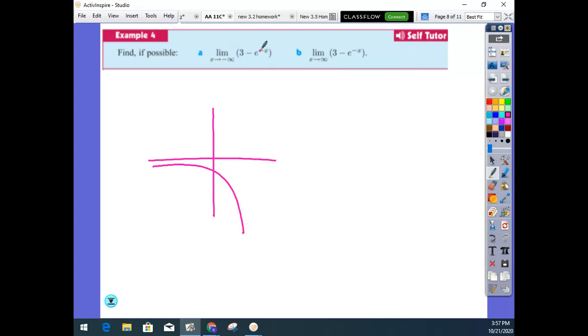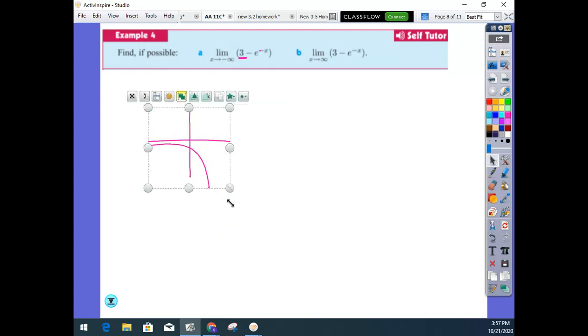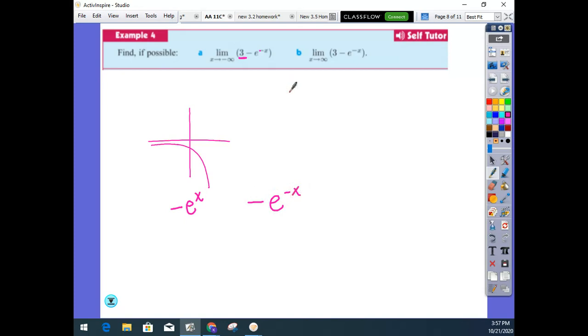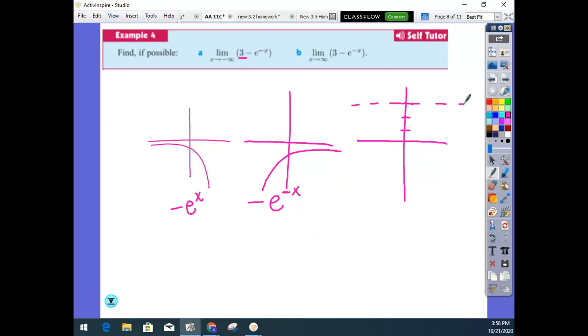Then what about the 3? It shifts everything up 3. Here, let me shrink this. So this is negative e to the x. So what would negative e to the negative x look like? That flips it over the y-axis. So I'm going to take this graph and flip it over the y. And then what happens if I add 3 to this function? It shifts everything up 3. So it looks now like this.